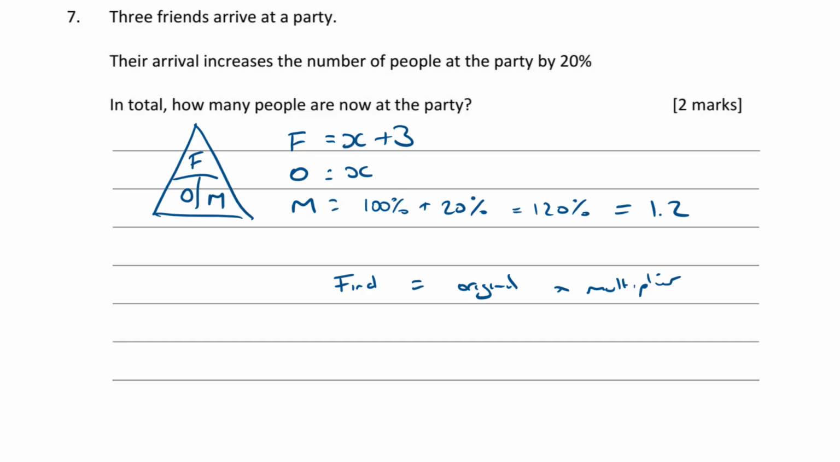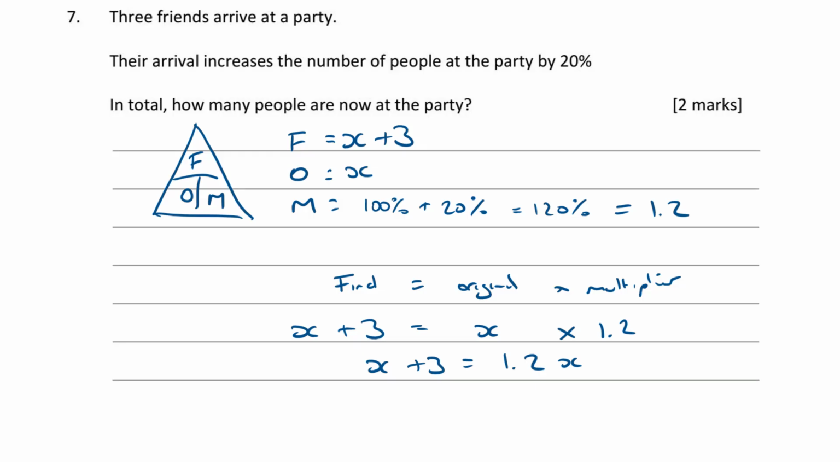Okay, so my final I decided was X plus 3, and my original was X, and my multiplier is 1.2. So I've got X plus 3 is equal to 1.2x, haven't I? Okay. Now what can I do?